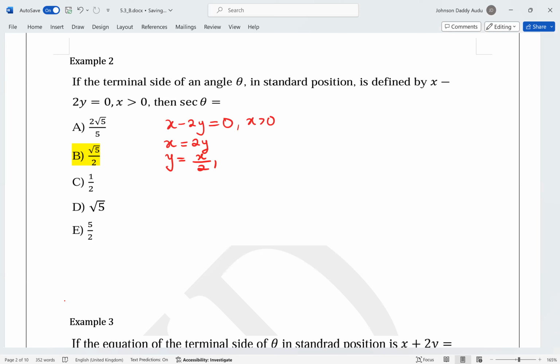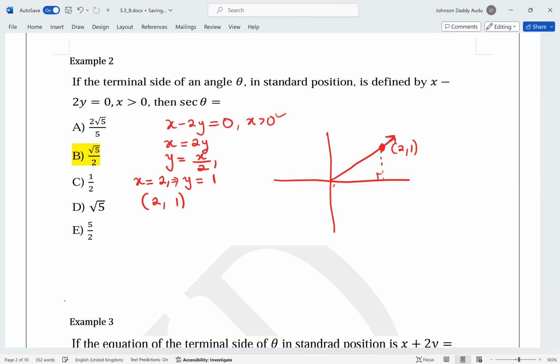Now, since you have a condition that x is greater than 0, you can take x to be any positive number, but here let's use 2 so that y can also be an integer. If x is 2, then y will be 2 over 2, which is 1. So we will have the point (2, 1). This point is in the first quadrant because x is positive and y is positive. If I have a right angle here, the x value from here to here is 2, and the y value is 1.